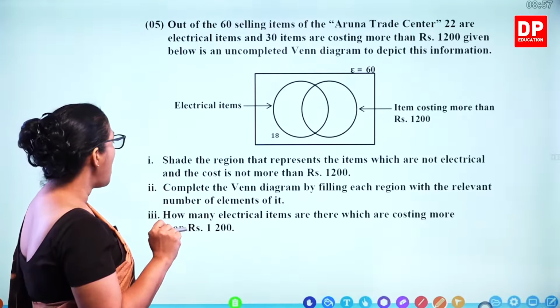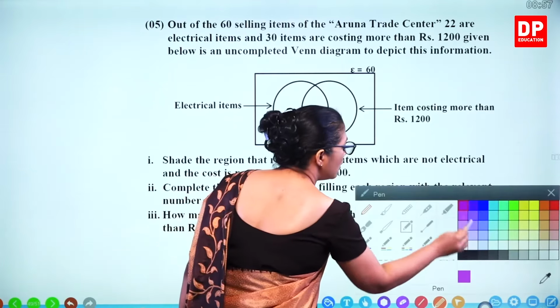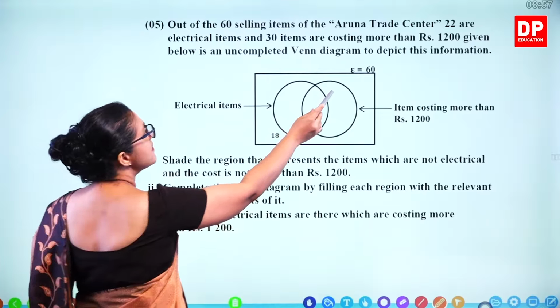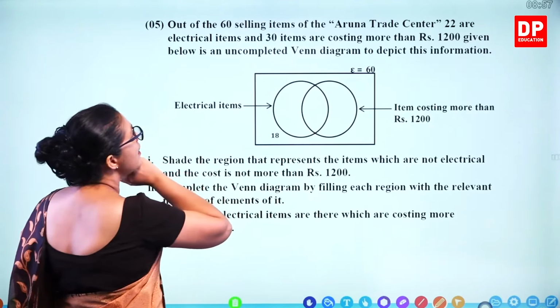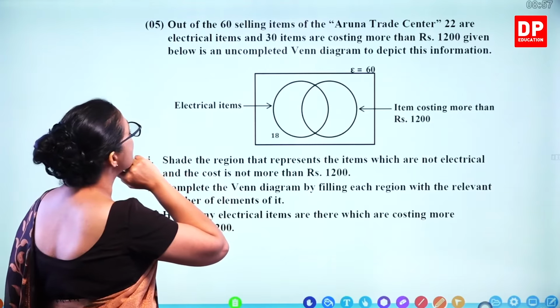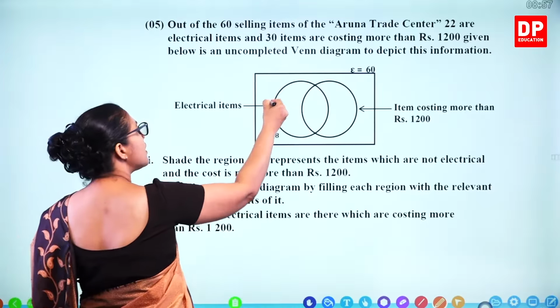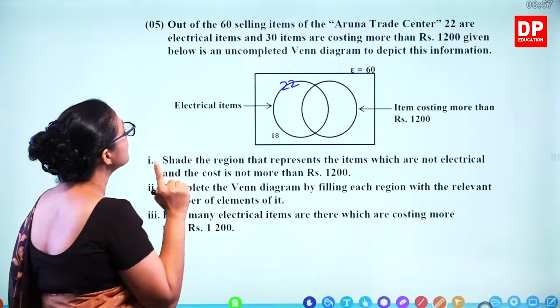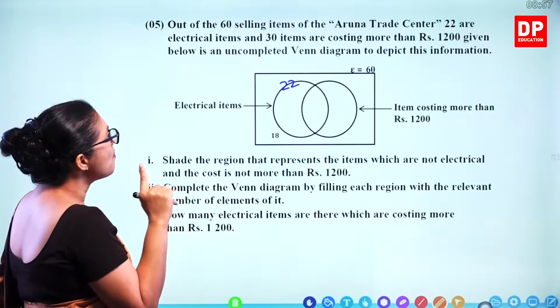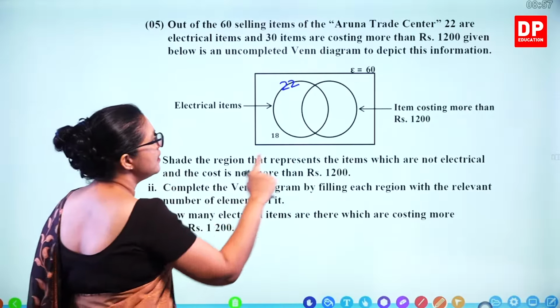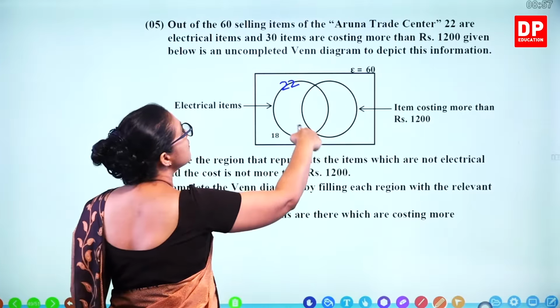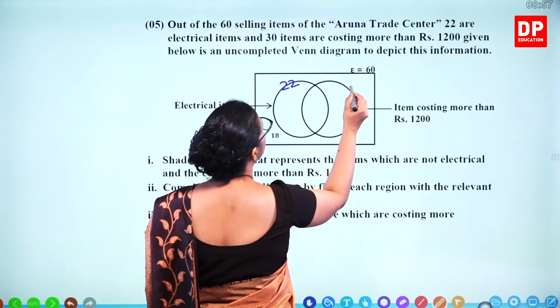So we can do this here. How do we mark those? 60, so that means 60 outside. And in Aruna Trade Center, 22 are electrical items. Electrical items is this, so 22 you can mark here. 30 items are costing more than 1200. Items costing more than 1200, that means this circle. That's 30.